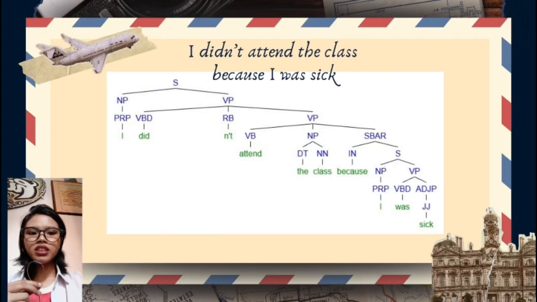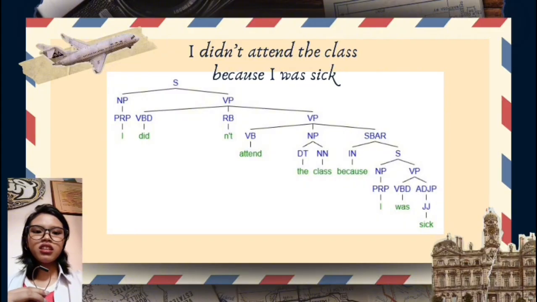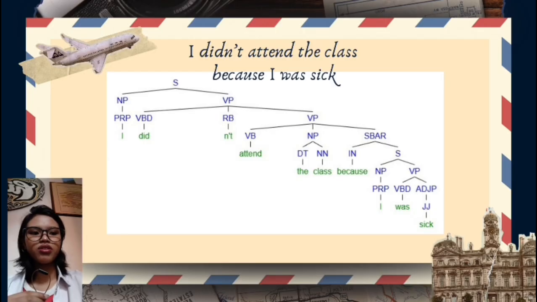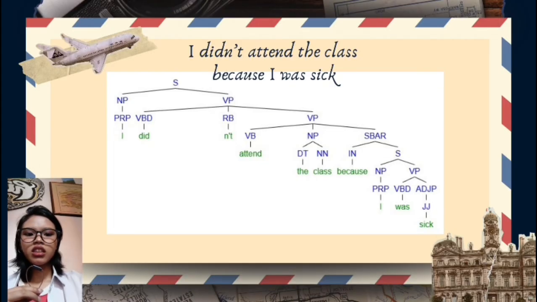The verb phrase includes the auxiliary did, the negation not, and the main verb attend. This shows how English forms negations syntactically using an auxiliary verb. The subordinate clause, because I was sick, that is the subordinate clause. This clause appears as an S-bar.